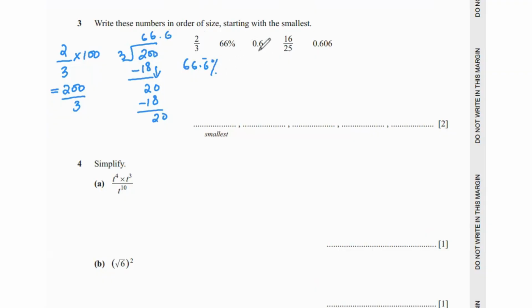66% is already given as a percentage. 0.6 we multiply by 100 again. That's 60%. Remember, when you're multiplying by 100, you're moving the decimal 2 places to the right side. If you were dividing by 100, you would move the decimal 2 places to the left side.